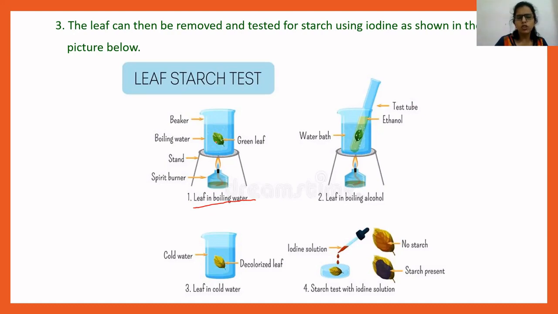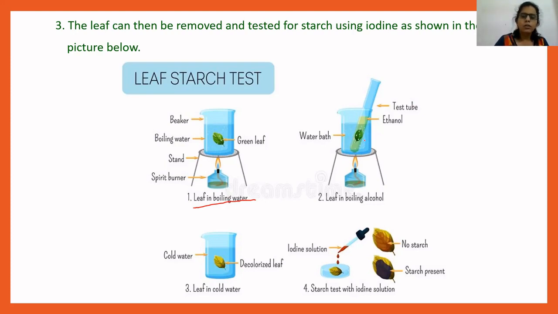Okay, and to stop all the chemical reactions which are taking place inside the leaf. Next, you have to take out the leaf, put it in a boiling tube or test tube. Cover the leaf with alcohol, and then you can boil this leaf in alcohol or ethanol by placing the test tube in a hot water bath.